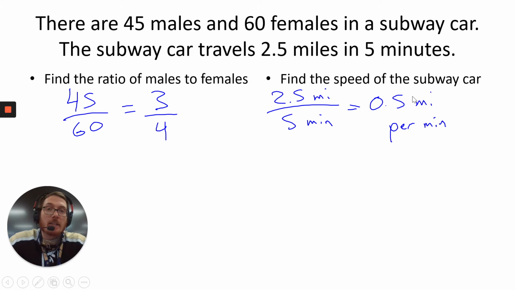Then it says find the speed of the subway car. Now, same thing as the last one. This is 2.5 miles in 5 minutes. So you take 2.5 divided by 5, and you get 0.5 miles per minute, or 1 mile every 2 minutes. Okay, the speed typically is a unit rate, so that's why it's 0.5 miles per 1 minute.